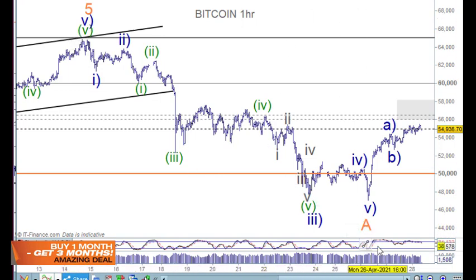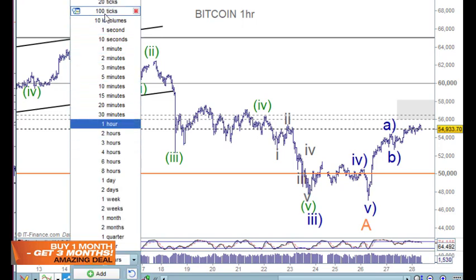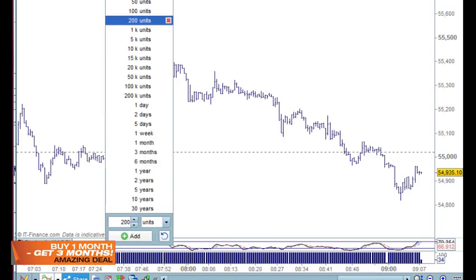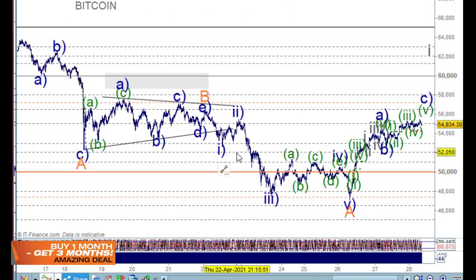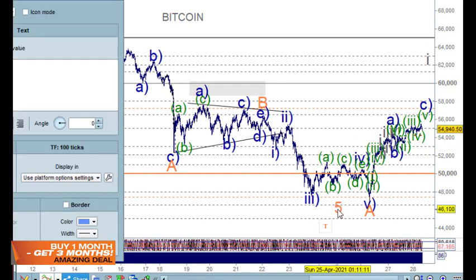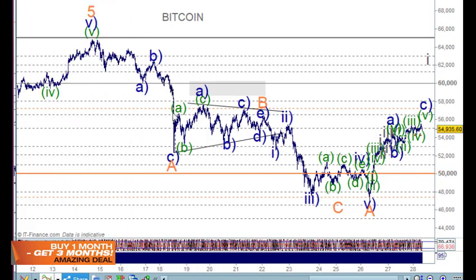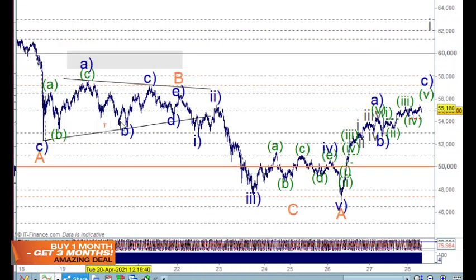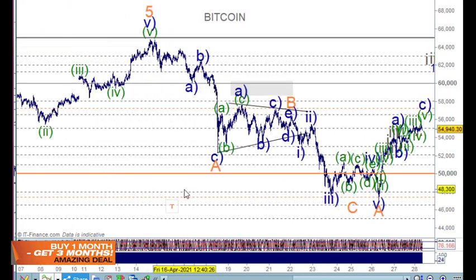As I mentioned before, we can make this a triangle pattern here, and if I go to the tick chart for a moment, 100 ticks, we can make this a B wave here. So all of this move down is an A wave, a B wave, and then 5 waves down for the C wave. That's also possible, because it does make a nice triangle pattern here as an A, B, C, D, E for wave B, and wave 4s and wave Bs have triangles in them.